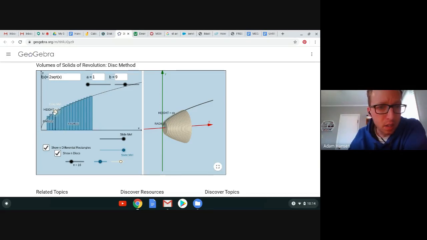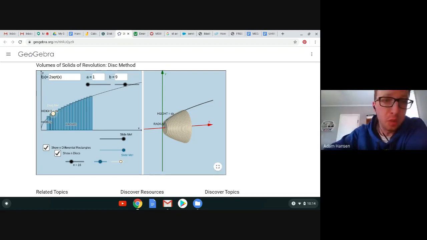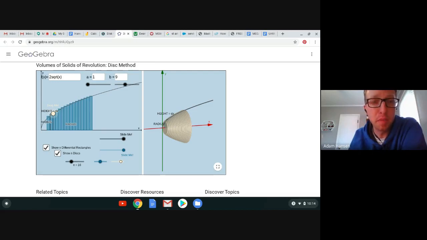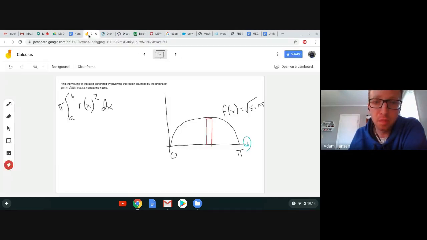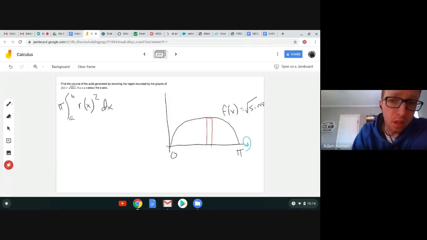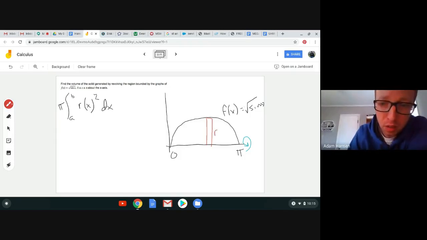The height and radius are shown over here to the left. Each of these rectangles has a radius that is equal to the function in terms of x. In this case, it's 2 square root of x. The height or depth is some distance x, call it dx. And that's kind of our goal here for each of these questions, is to find a formula in terms of our definite integral to get the volumes of these solids of revolution. So in this case here, each of these disks has a radius that's going to be in terms of x as the square root of sine x.